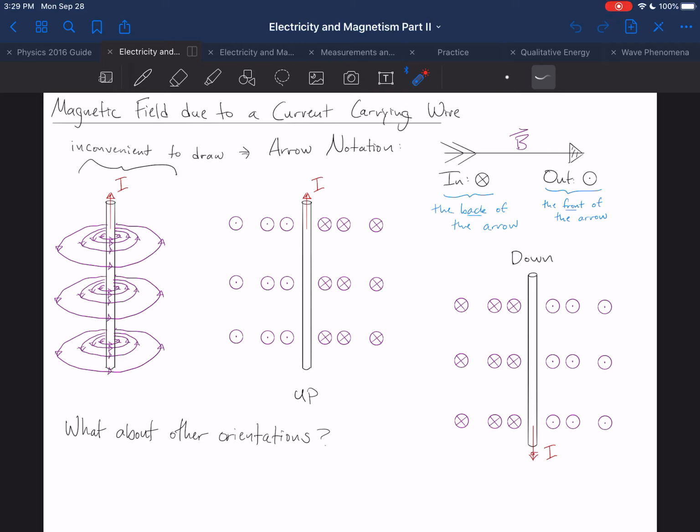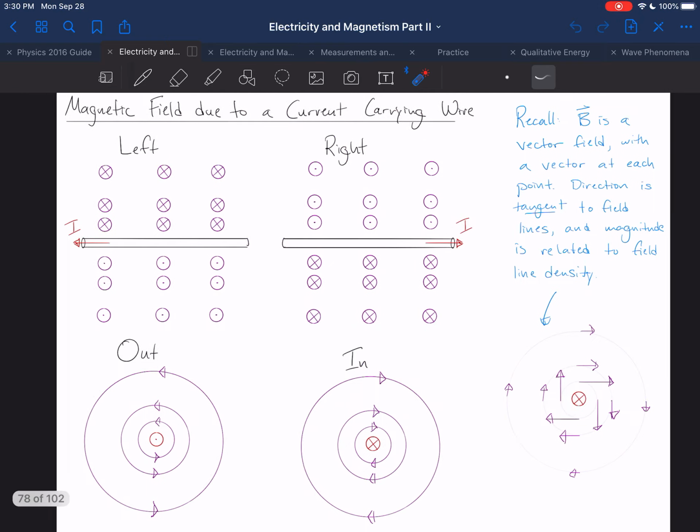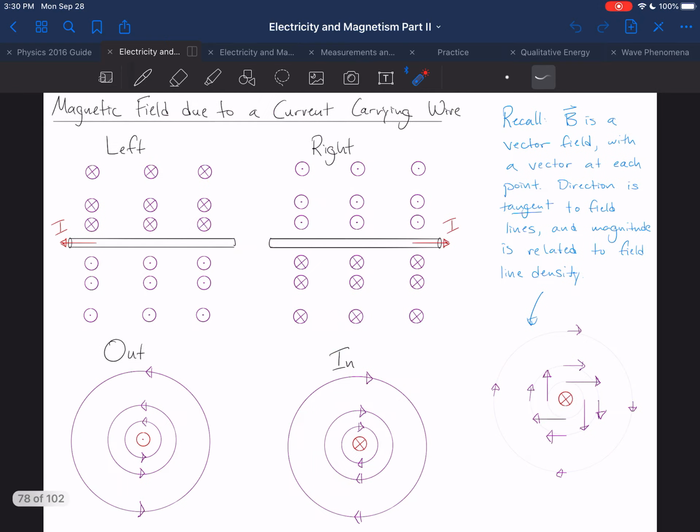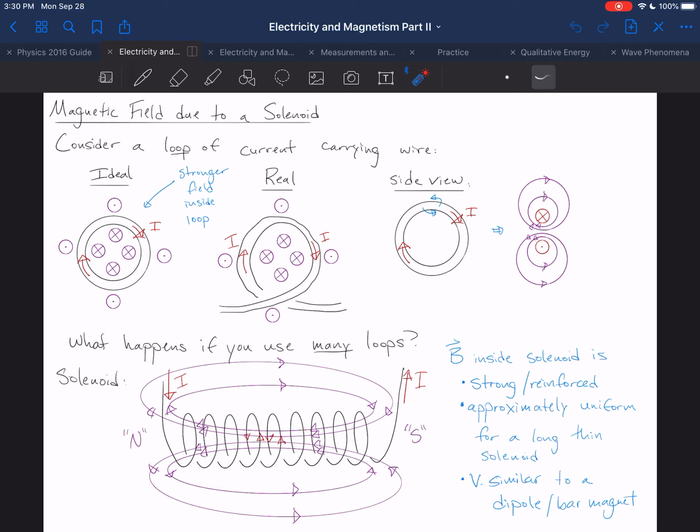We introduced the right-hand rule, and we saw that the field loops around that wire in concentric circles with decreasing strength as you move away from it. According to the right-hand rule, your thumb, of your right hand, is in the direction of the current, and your fingers loop around the wire accordingly. So, consider what happens if you simply have a loop of current carrying wire.